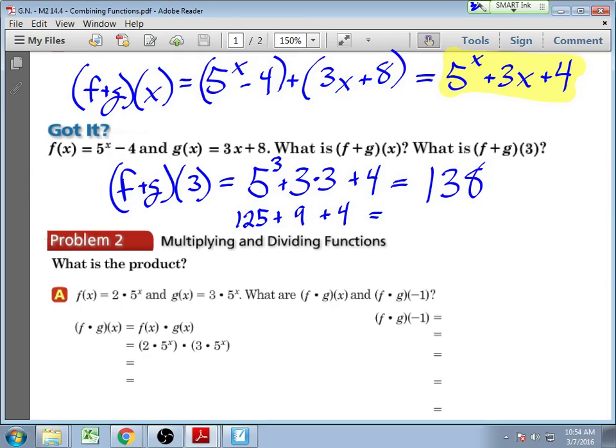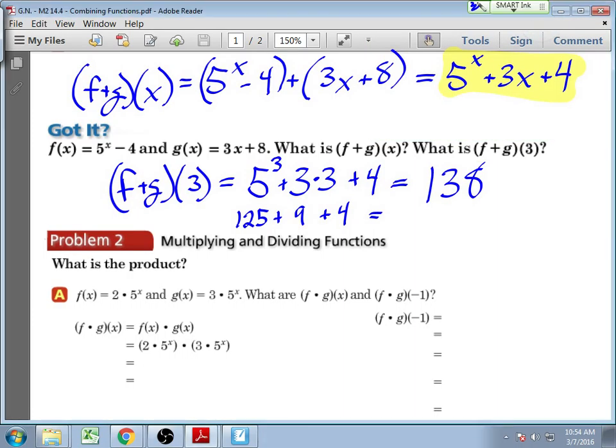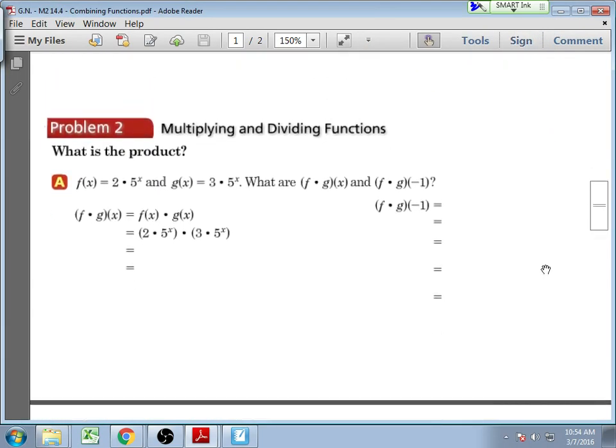Now, moving on from adding and subtracting functions, what about when we multiply and divide our functions together? When we multiply functions, this is especially where we have to do the work first before we plug in the value. So f times g of x. Do not confuse this with f of g of x. This is f times g of x. F of g of x puts one function into the other function. This, we're just multiplying the two of them together.